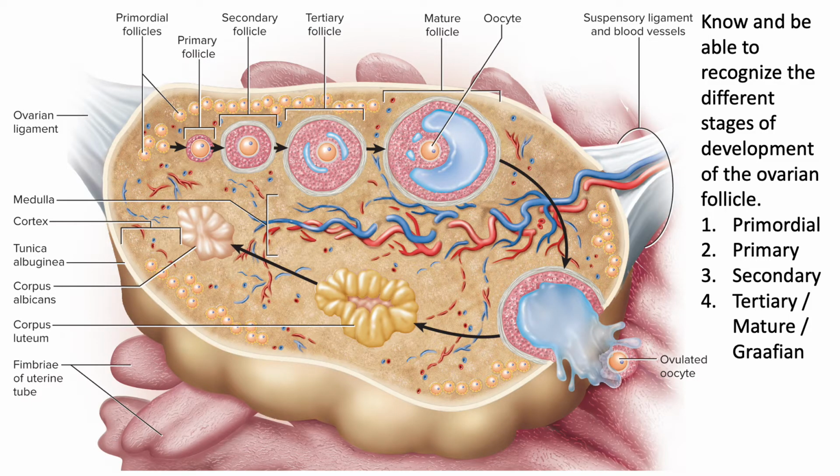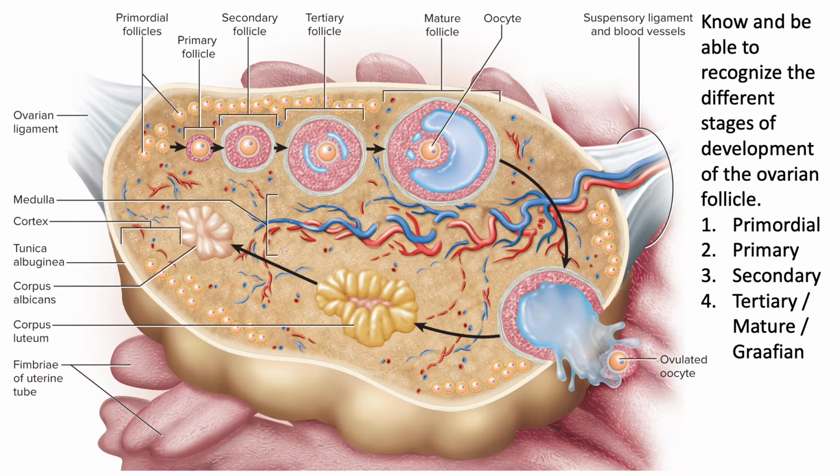So, with regards to the development of the ovum and the follicle, just know the stages of development of the ovarian follicle. You have a primordial, primary, secondary, and then a tertiary / mature / Graafian follicle. It's known by many different names. I don't like how they have the tertiary and mature follicles separated here. If anything, I would say the tertiary is an early tertiary, and the one labeled mature is more of a late tertiary. But really, the tertiary and mature are typically in most textbooks seen as the same stage.